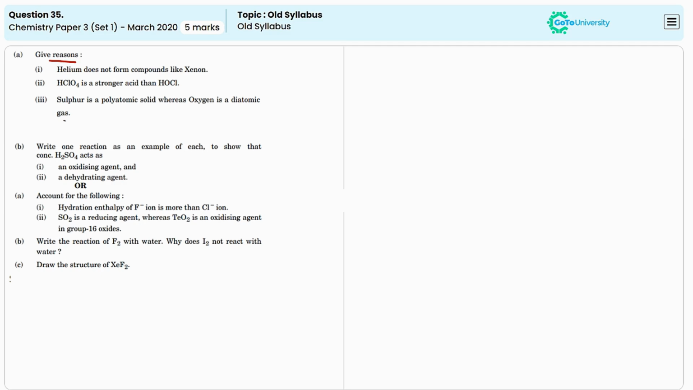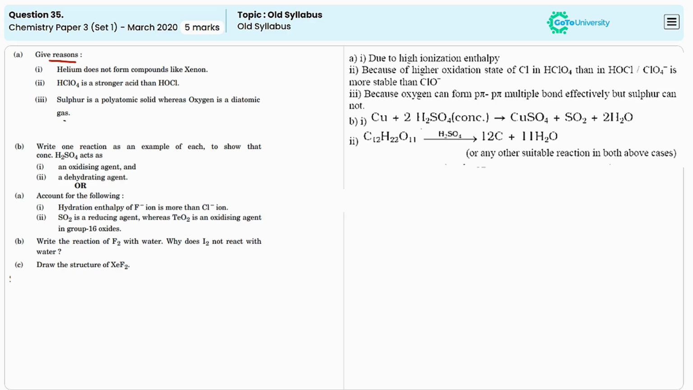That is, the first shell can hold only 2 electrons. This full valence shell makes helium extremely stable and unreactive because it has no tendency to gain, lose or share electrons. Another important reason is the high ionization energy, because helium has the highest ionization energy of all elements, which means it requires a tremendous amount of energy to remove an electron. This high ionization energy makes it very difficult for helium to participate in chemical bonding.